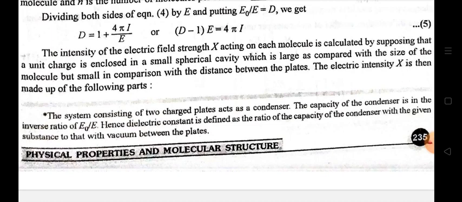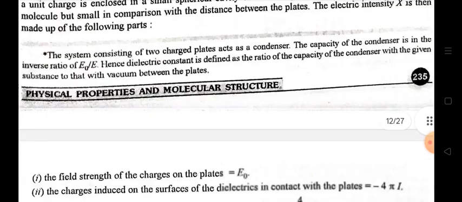The system consisting of two charged plates acts as a condenser. The capacity of the condenser is in the inverse ratio of E naught by E. Hence the dielectric constant is defined as the ratio of the capacity of the condenser with the given substance to that with vacuum between the plates.